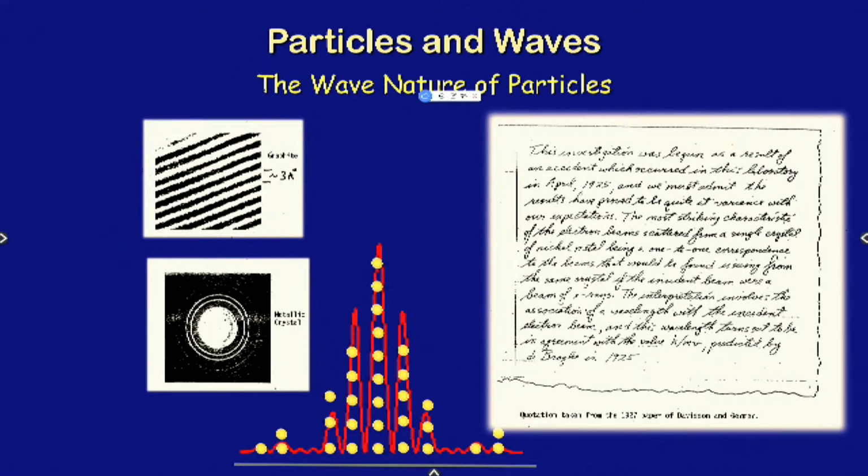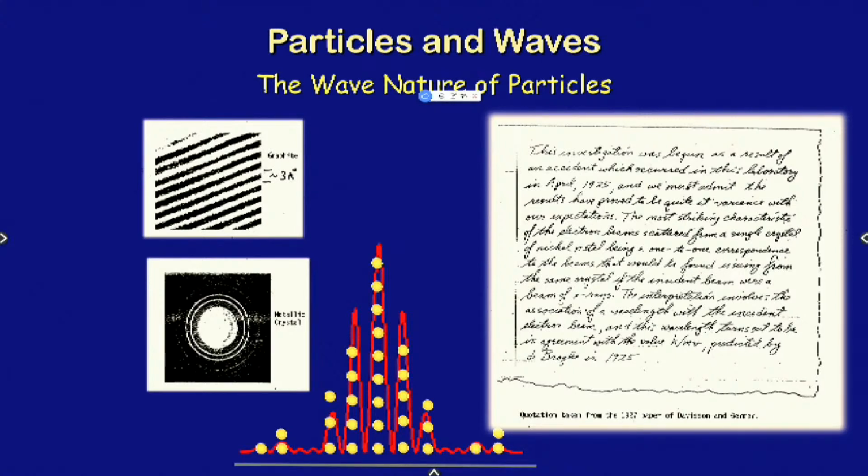And here's what they said. This investigation was begun as a result of an accident which occurred in this laboratory in April 1925. And we must admit, the results have proved to be quite at variance with expectations. You can see it's from 1927. We don't say that anymore. Right now, somebody would have written just WTF in their lab book. What the?